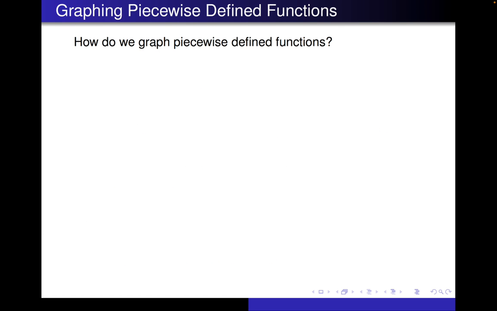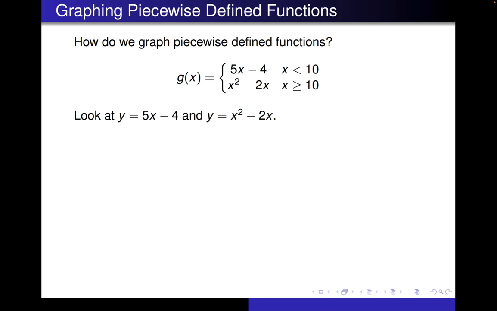All right, so now I want to talk a little bit about how we graph piecewise defined functions. The tricky part is, if you have a function like we just had, g of x equals 5x minus 4 when x is less than 10, and x squared minus 2x when x is greater than or equal to 10, well, sure, I know how to graph each of those functions individually. The first one is a linear function, right? We know how to graph lines. The second one's a quadratic function. We can do parabolas pretty well too. But the question is, how do I combine those into one function that satisfies the vertical line test and is in the spirit of what the function actually does?